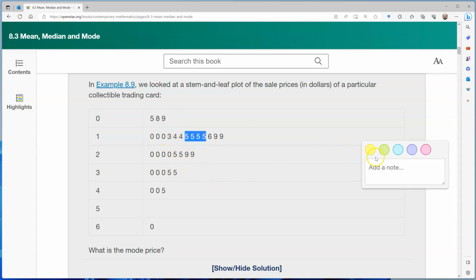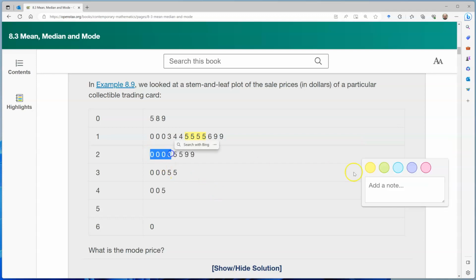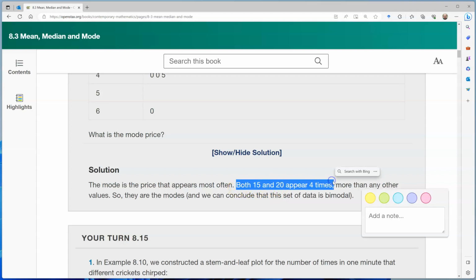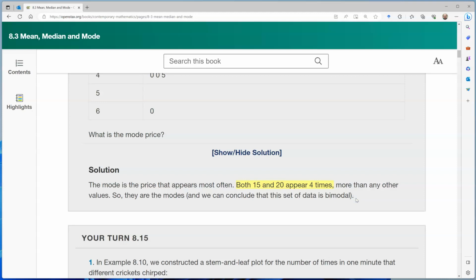So here we see that we've got 15 represented 4 times, we've got 20 represented 4 times. So that looks like we have two numbers that are represented the most. So if we show the answer, we should have two modes. Both 15 and 20 occur 4 times, more than any other value. So they are in fact our modes. So we can have more than one mode in a data set. In this case, we have 15 and 20, and we call that bimodal. Bi coming from the Latin prefix for two, and two modes.